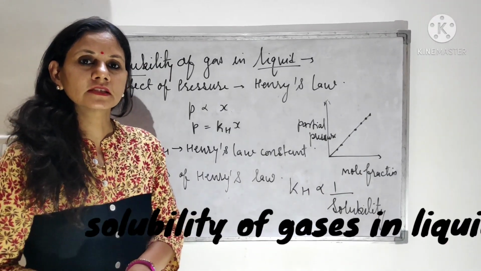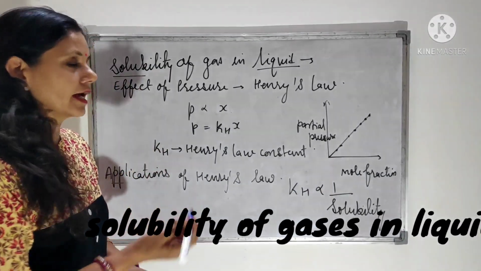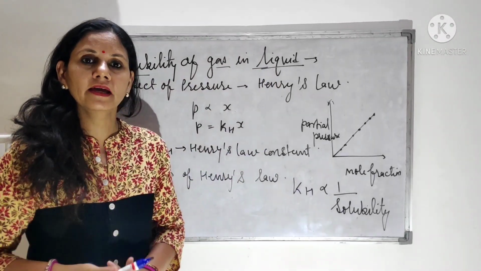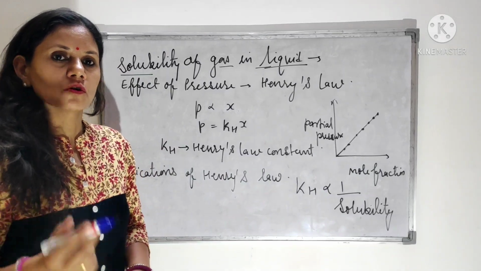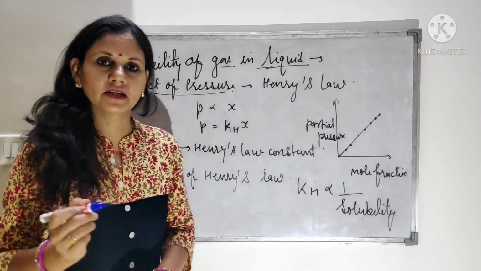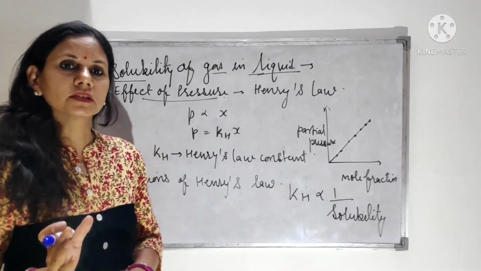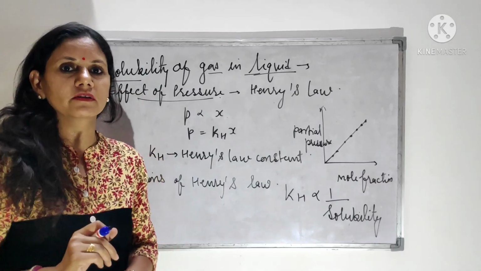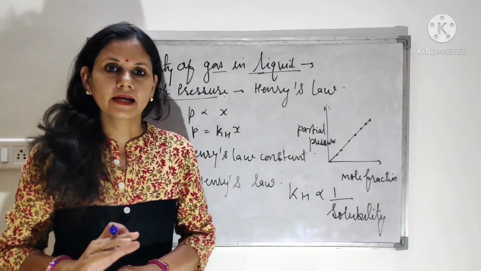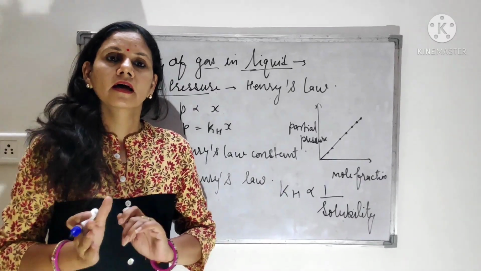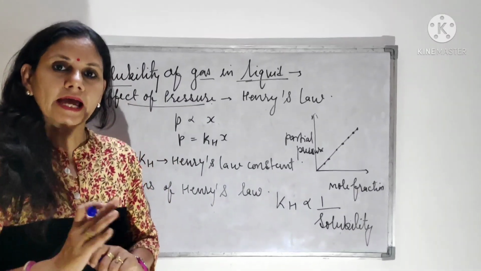Now we have to discuss the solubility of gases in liquid. The solubility of gases in liquid is directly affected by pressure and temperature. First we discuss the effect of pressure. We know that oxygen can dissolve in water, but only slightly. But HCl can dissolve in water in high amount. So polar can dissolve in polar solvent. This is the basic phenomenon for that: like dissolves like.